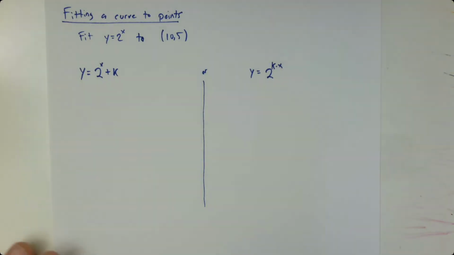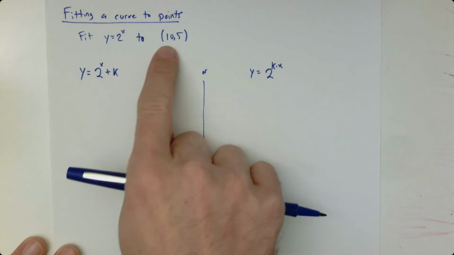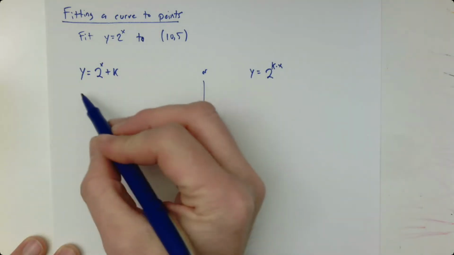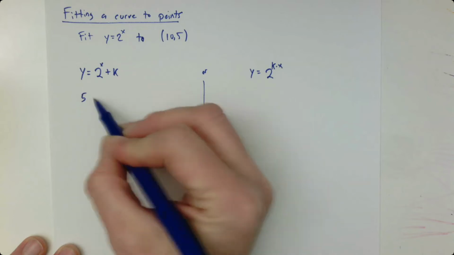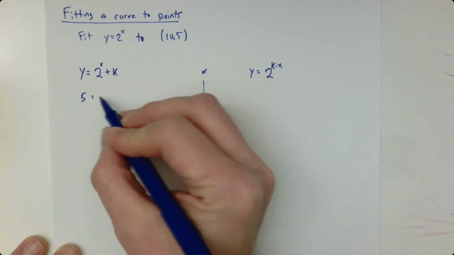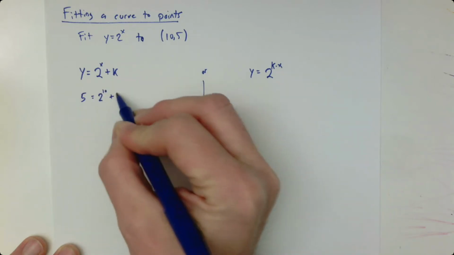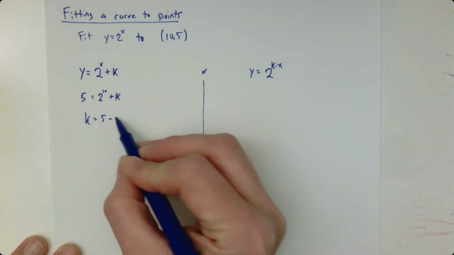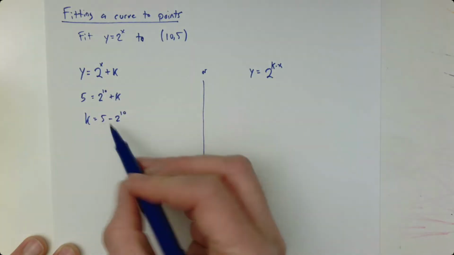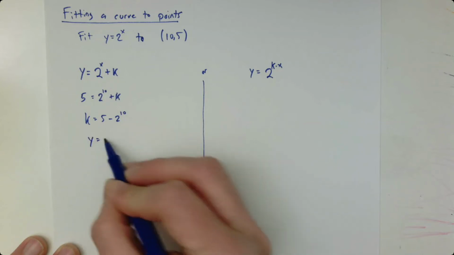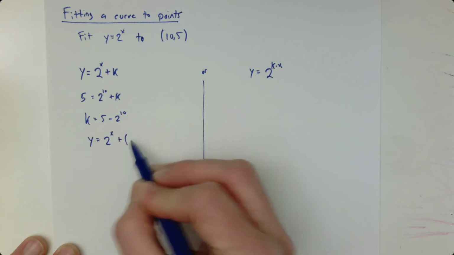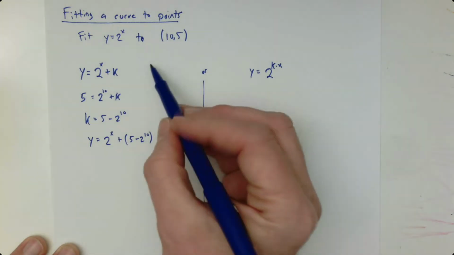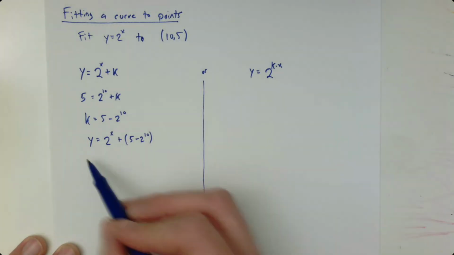Okay, here's some solutions. So we plug in what we know to solve for what we don't know. So what we know is that we want the curve to go through the point (10, 5). So the y value is 5, the x value is 10. And then we can solve for the k value that we don't know. So k is 5 minus 2 to the 10th. And then we can rewrite our original equation as y equals 2 to the x plus 5 minus 2 to the 10th. Great. And you were just fine at this on a previous test.